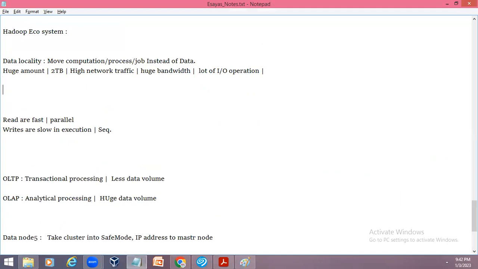So that's why it will not generate very huge network traffic. With process movement, I can say less network traffic, less bandwidth, and less IO. Clear on this? That's why my system will get optimized.